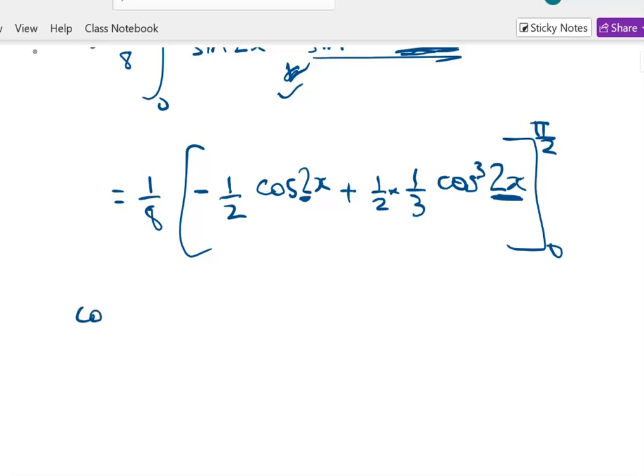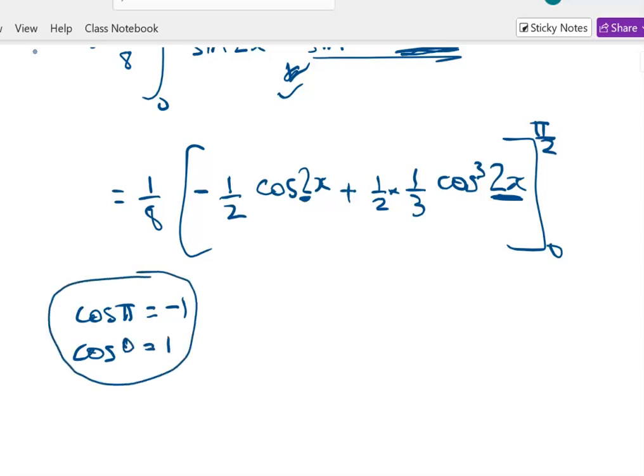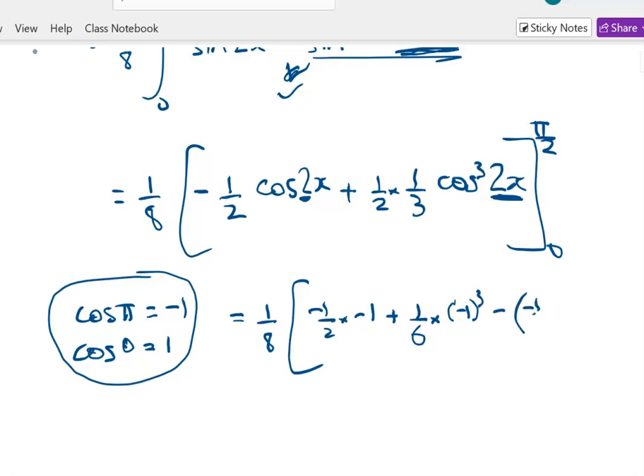Now cos of 2x will be cos of pi, and cos of pi is equal to -1, and cos of 2 times 0 will be cos of 0, which is 1. So just pop that out there. We get equals 1/8 of -1/2 times -1 plus 1/6 times -1 cubed, minus -1/2 times 1 plus 1/6 times 1.